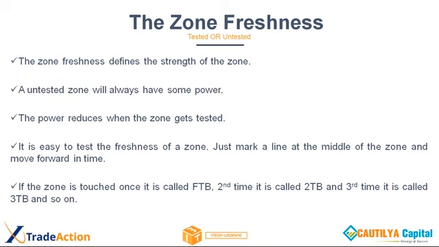If the zone is touched for the first time, it's called an FTB, or first time back. If it is two times, it's called 2TB, second time back. Then if it is the third time, it says 3TB, third time back. So how do we see that? Simple.